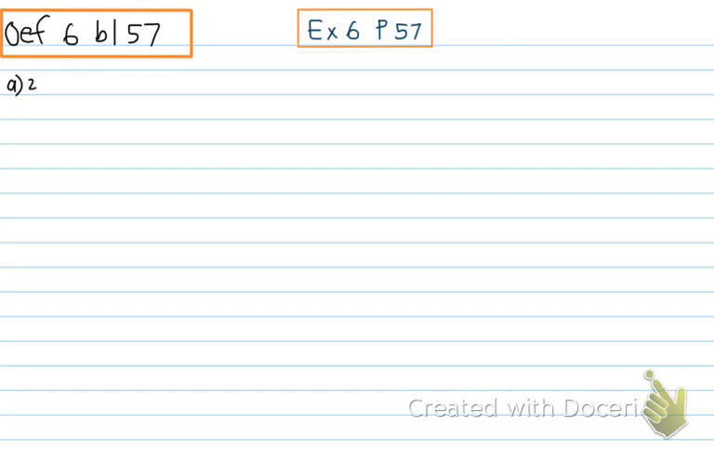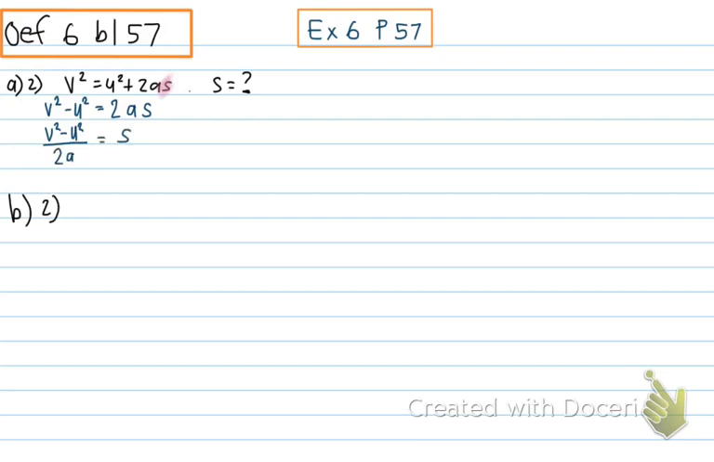Let's go. Number A2. We have to make S the subject of the equation. So I have V squared is equal to U squared plus 2AS. Okay, I want S to be the subject. So first I'm going to minus the U squared on the other side. Then I have 2AS left. If I want S alone, the 2A is still bothering me. So I'm going to divide by 2A on the other side. I have V squared minus U squared divided by 2A. And then I have S alone.